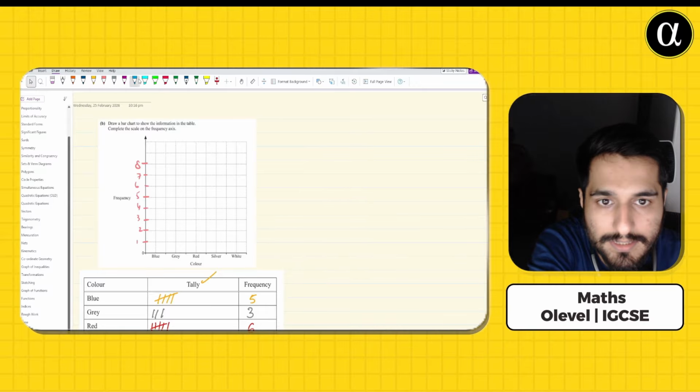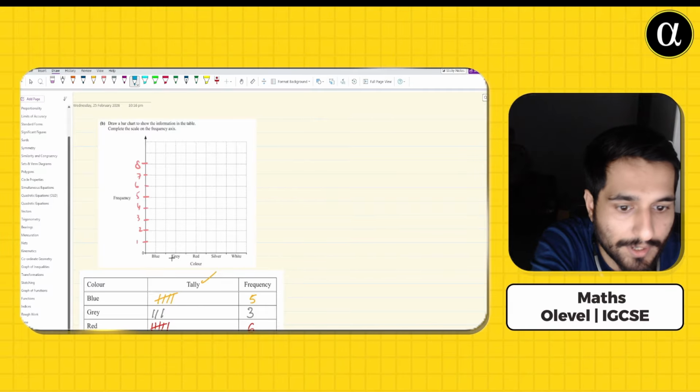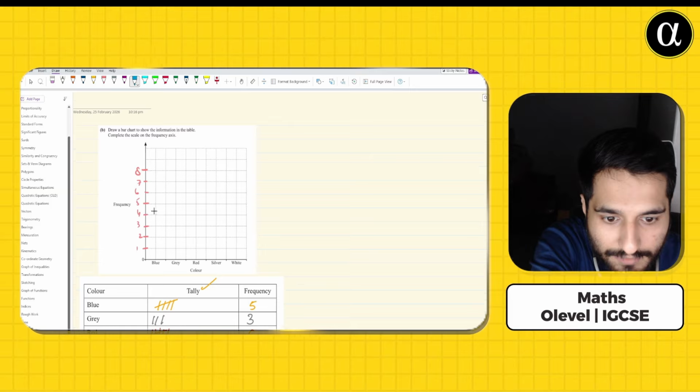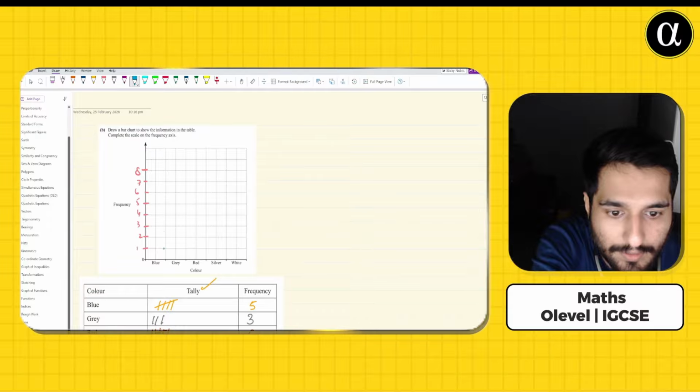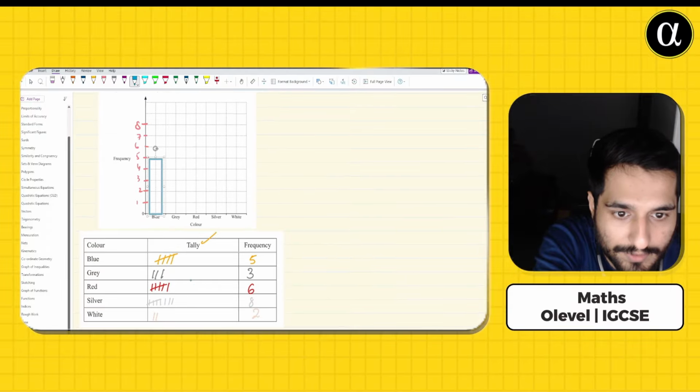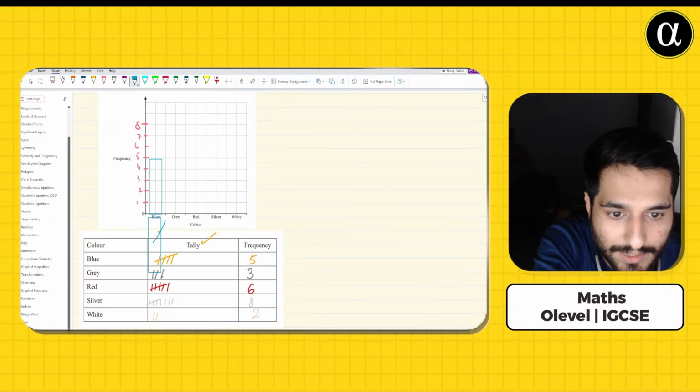How do we draw bars? Let me do it real quick. We will be drawing a rectangle. For blue, it was supposed to be 5, so let's do it at 5. This is how it's going to look, something like this. All right, and then what do we need? We need 3 as well, which is for gray. So for gray, we are going to draw it like this. The height is going to be 3, right? So the height is going to be 3. It's going to be something like this.